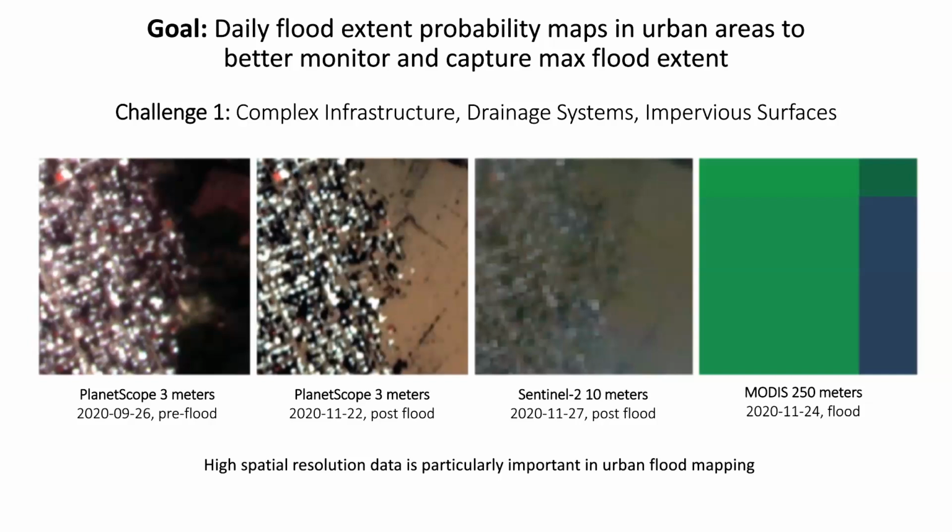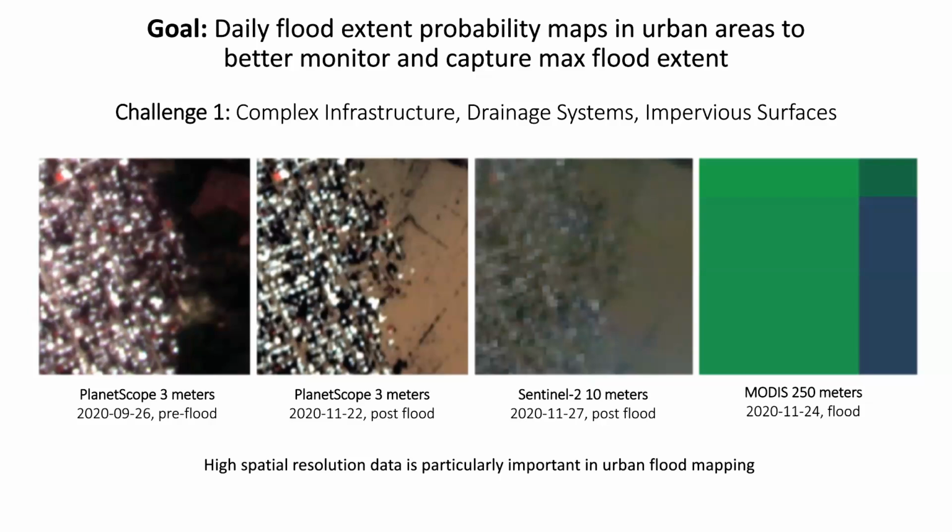So what am I trying to do here? The goal of this project, which is funded by the NASA THP project, is to produce a daily flood extent probability map in urban areas to better monitor and capture the max flood extent. There are many challenges. The first challenge is the heterogeneous nature of the urban areas.